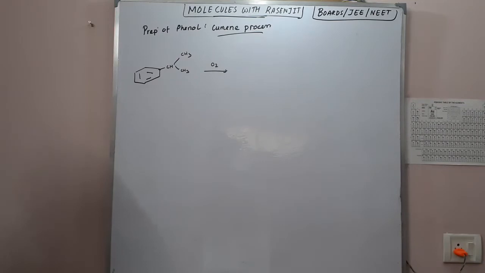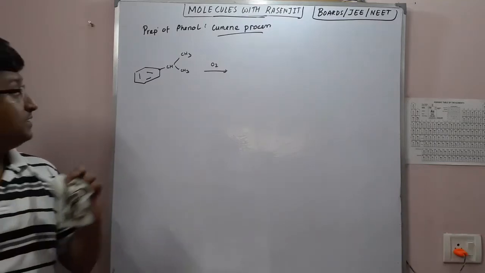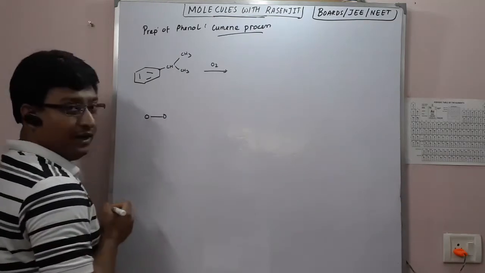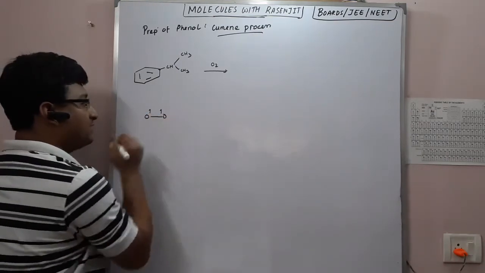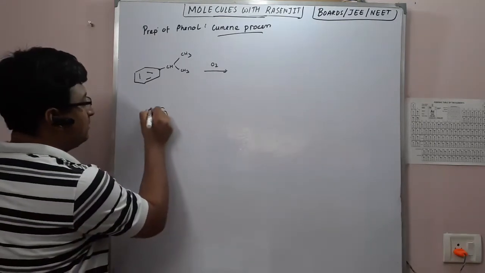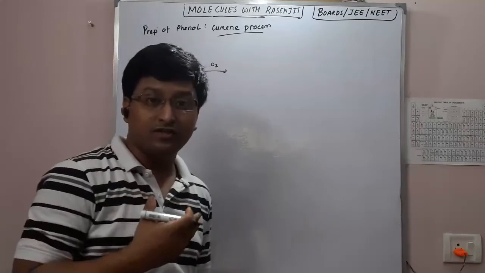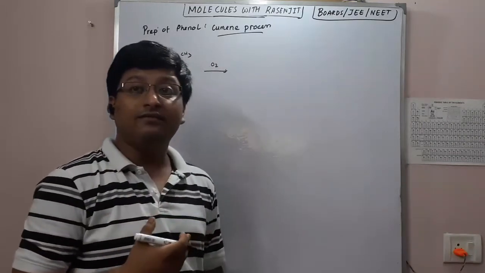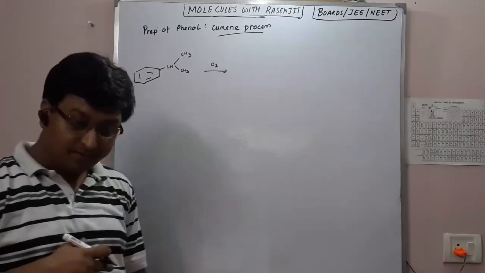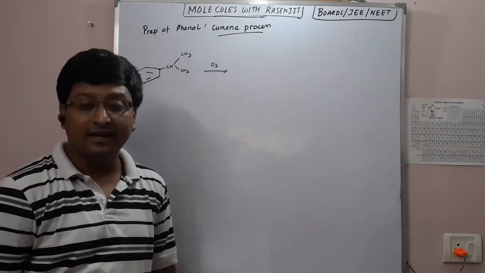Let me tell you one thing here. Oxygen has a diradical character. This oxygen is paramagnetic in nature, as it has one electron each in the two pi star orbitals. So in most oxygenation reactions, in 90% of cases, you will find that the reactions proceed via a free radical mechanism. Oxygen is known as a very good free radical generator.